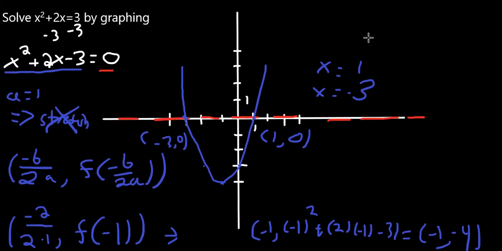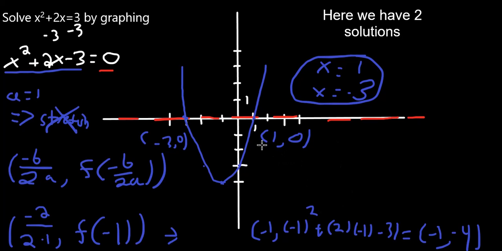Another way you could have done it is to just have factored this and turned it into our intercept form, but I want to practice using the method for graphing parabolas without converting it right now. So these are our 2 solutions. And note that I didn't write points here. The reason I didn't write points is because when I'm asked to solve x squared plus 2x equals 3, I'm being asked to find x values. I'm not being asked to find the roots of a parabola.